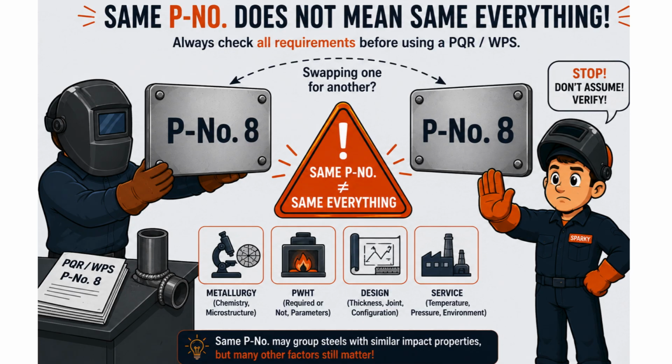Now, the big caveat, straight from the code itself: sharing a P number does not mean two base metals can be swapped without a second thought. The code explicitly warns against substituting materials without considering metallurgical compatibility, post-weld heat treatment, design, and service requirements. P numbers exist purely to simplify welding qualification paperwork. They're not a green light for material substitution, and treating them that way is a genuinely dangerous shortcut.